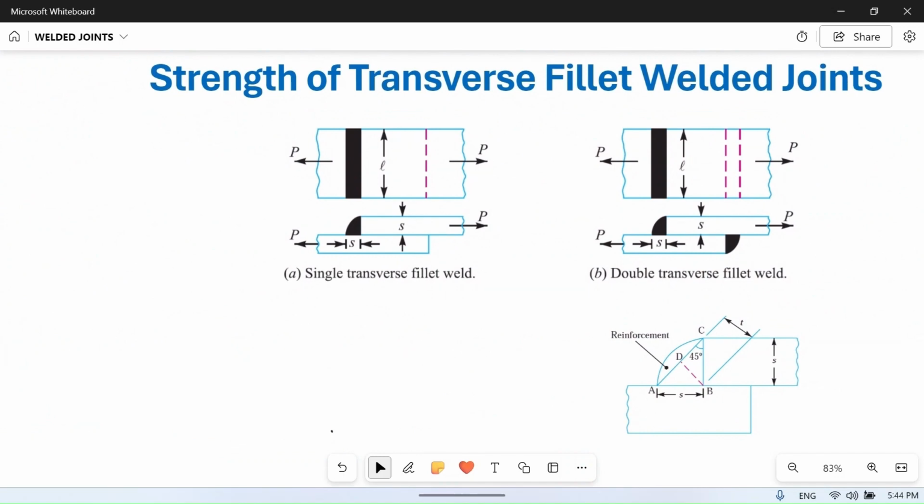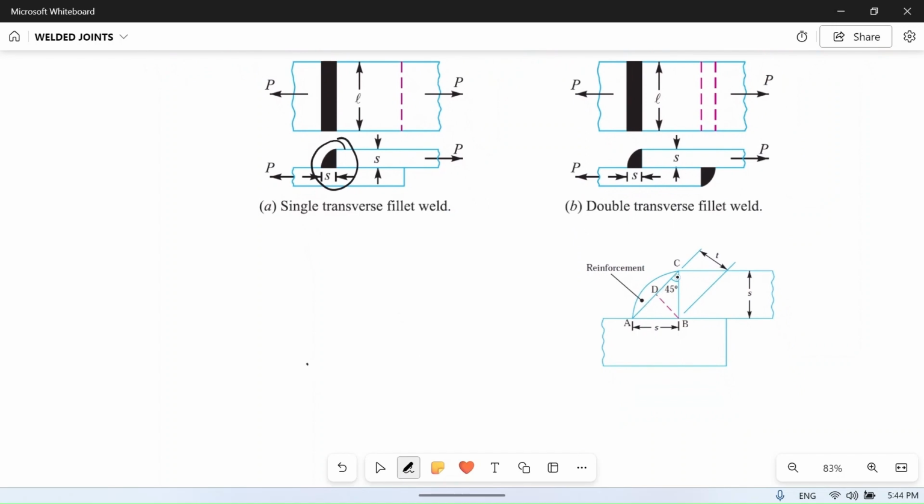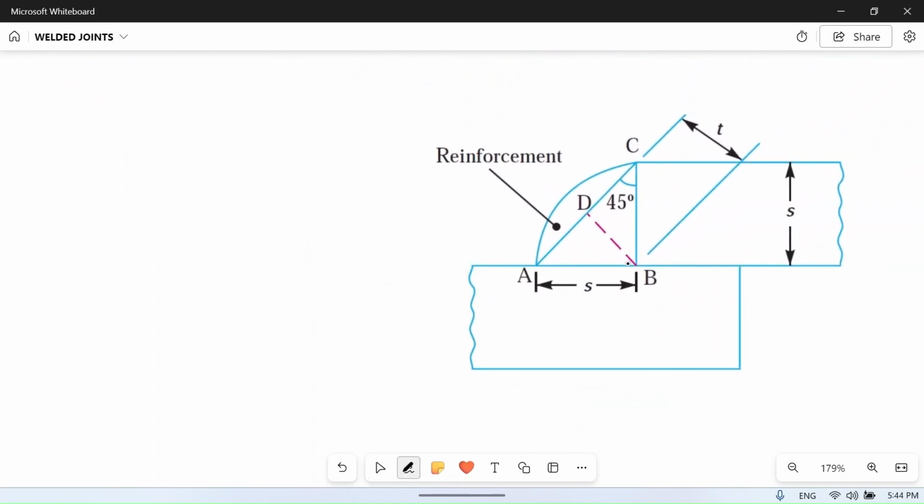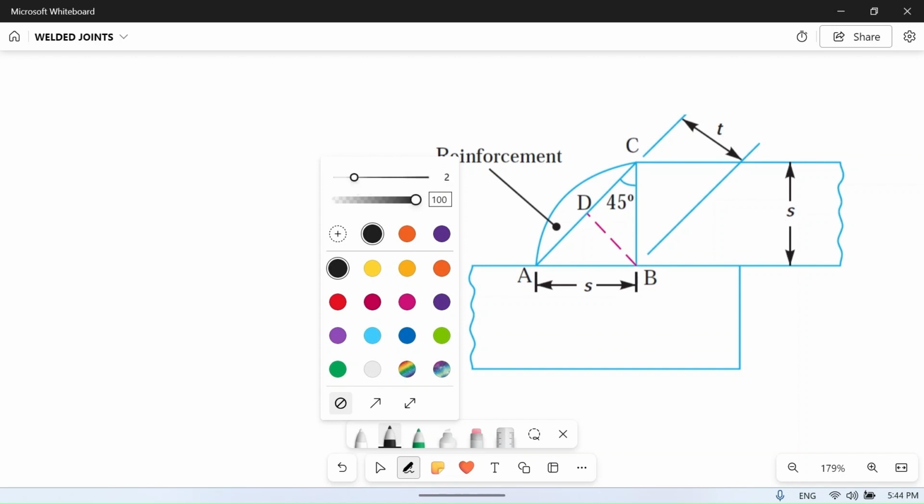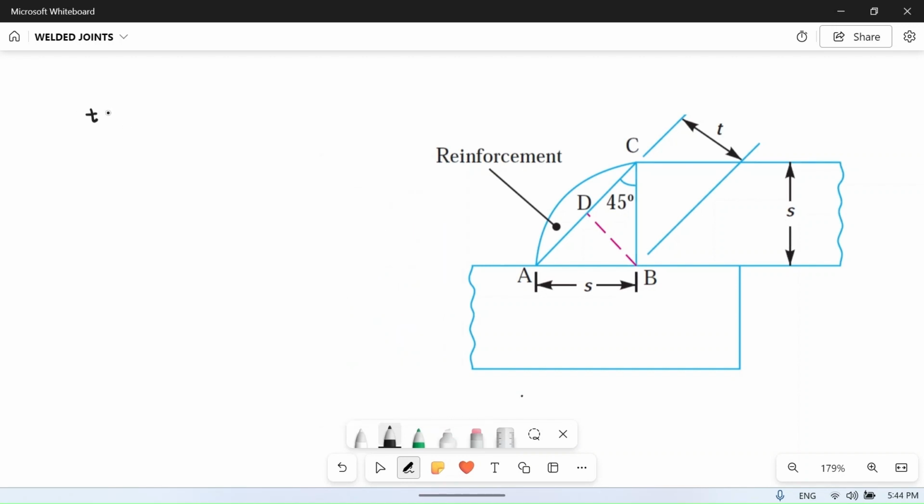First of all, this is a single transverse fillet weld. In this case we have zoomed in on this portion and taken the diagram of this fillet here. We are assuming that it is triangular, and these two are equal sides. From this diagram you can see T is called the throat of the fillet weld. This is equal to BD. It is the minimum length of welding, so along this the area of the welding will be minimum. This is the shortest length of the fillet weld.